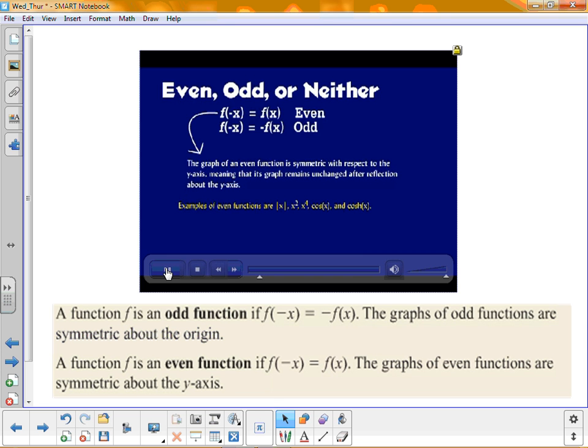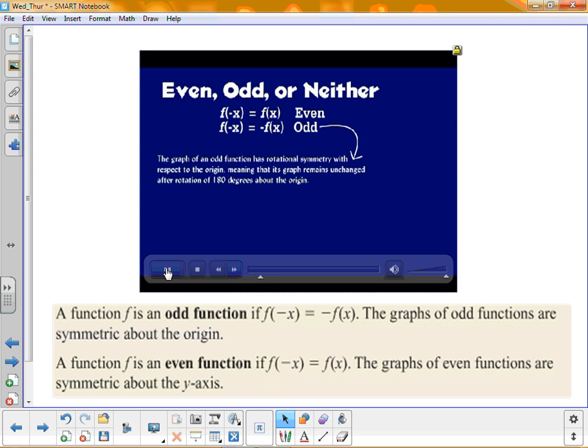You don't need to be sitting there watching, guys. You need to be taking notes.